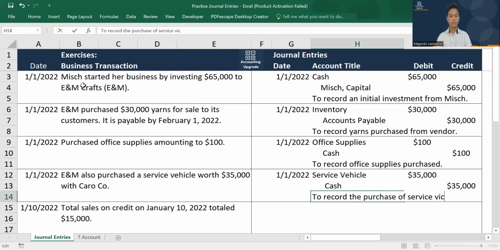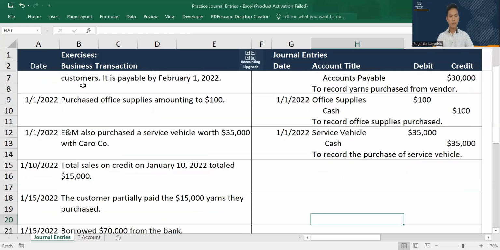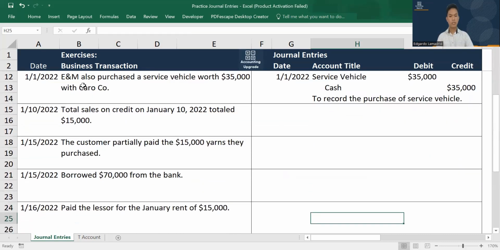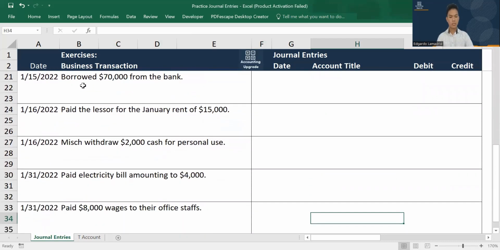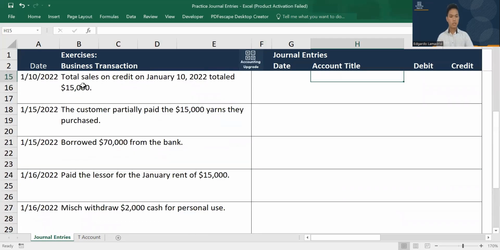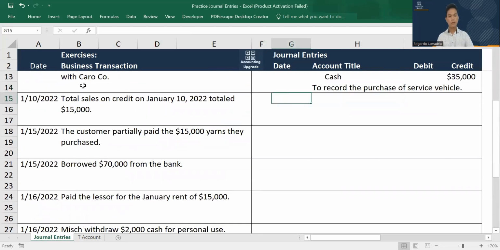Alright. So let's now go on to the next transaction. We just have 7 transactions left. So let's check it out to finalize and learn from this practicing of journal entries.